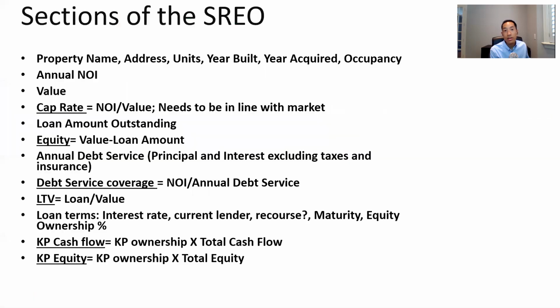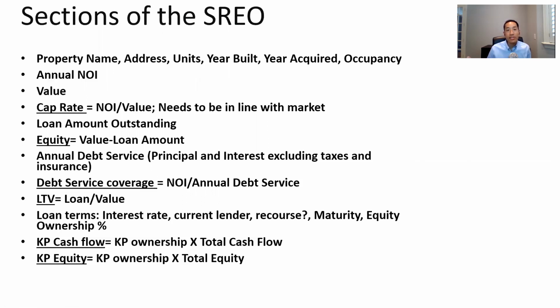So let's go to the sections, right? To start, the first couple columns are just going to be name, address, units, year built, year acquired, occupancy. That's pretty straightforward. Annual NOI, that's usually taken from a T12 in terms of income and expenses. And then your value, a lot of times if you just bought a property, plugging in the purchase price is fine there. But NOI divided by value is going to be a cap rate. It's a calculation that needs to be in line with market.